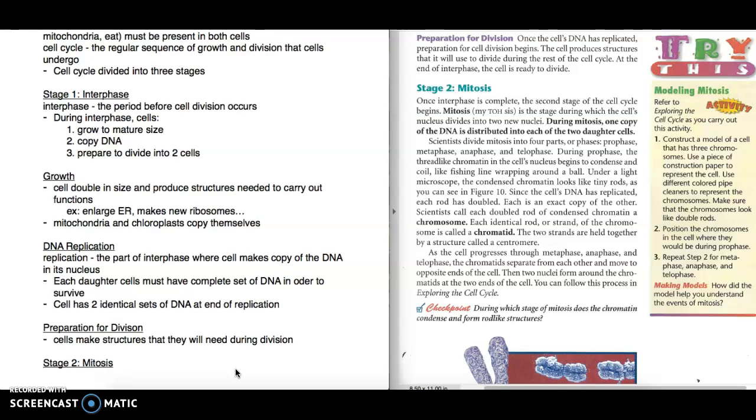All right, the first thing that I see in this section is a vocab word. Mitosis is the stage during which the cell's nucleus divides into two separate nuclei. Nuclei is just the plural version of nucleus. So two nucleuses are a nuclei.